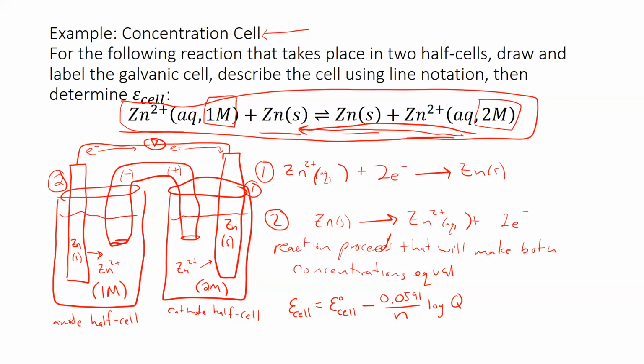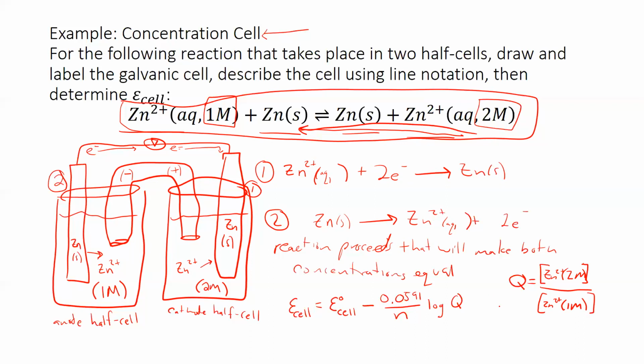And then we can take that particular chemical reaction, and looking at it as written, what we need to do is write in our Q and understand what our Q is. So Q is going to equal, based on how this is written, the concentration of the zinc 2+ on the 2 molar side, because that's the product side as written, divided by the concentration of zinc 2+ on the reactant side, which is the 1 molar zinc 2+. So that's as this reaction is written, okay?